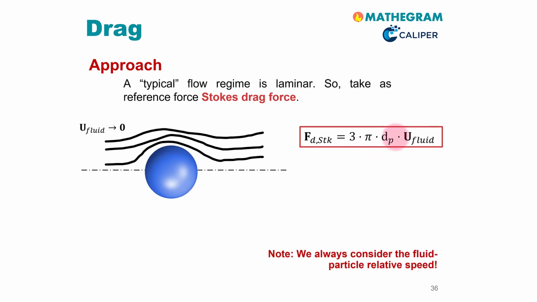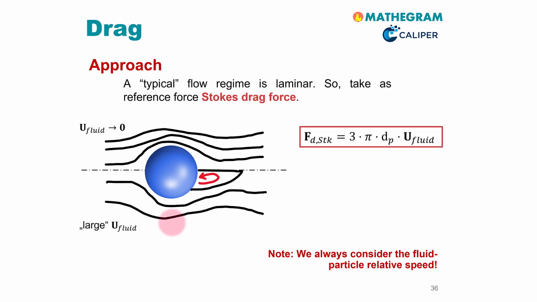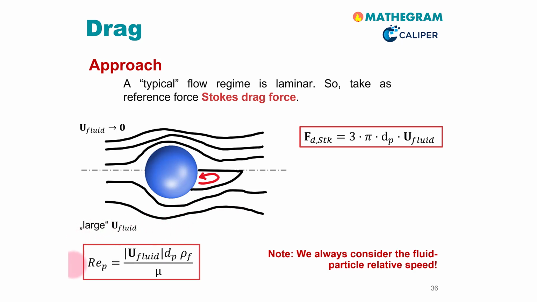Of course, if you're writing here the U fluid, we always mean the fluid-particle relative speed. So if the fluid has a certain absolute velocity, we must subtract the particle velocity from that to find the fluid-particle relative speed. The next step in our chain of thoughts is that the fluid speed might increase, leading to substantially higher Reynolds numbers. The Reynolds number is defined here and consists of the U fluid, so the magnitude of the fluid-particle relative speed, the particle diameter, the density of the fluid, and the fluid's dynamic viscosity.